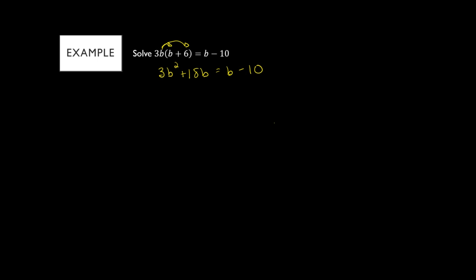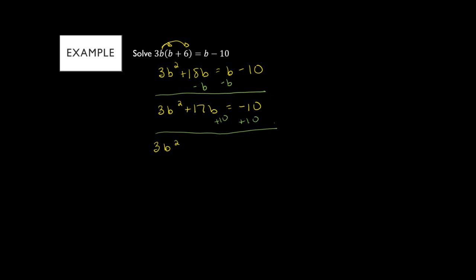So in order to use the zero factor property, we need to get everything equal to 0. So I need to subtract b from both sides, and then I'll do this in 2 different steps. That gives us 3b squared plus 17b equals negative 10. And then we add 10 to both sides because we have to get one side equal to 0. And this gives us 3b squared plus 17b plus 10 equals 0. So now we want to factor.